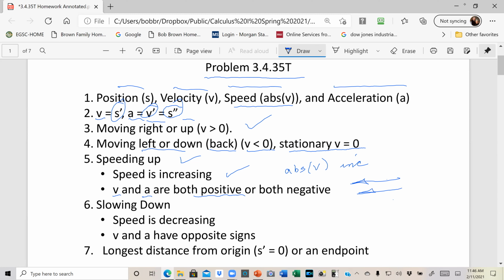Now you're slowing down if the speed is decreasing, looking at, say, the graph, or if V and A have opposite signs. The other thing we'll be looking at is what is the longest distance the object has from the origin. And it'll occur when the first derivative of the position is zero, or it could occur at an endpoint. Now we're going to look at this as we work this problem.